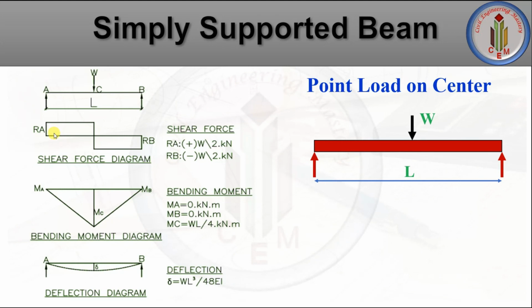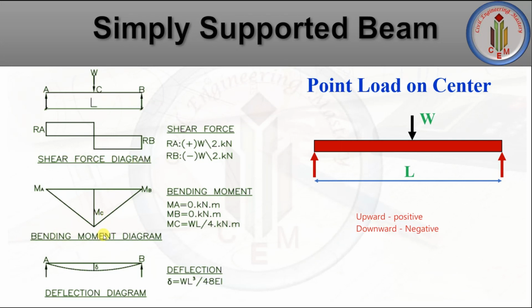Here you need to consider the sign convention. Upward direction is positive, downward is negative. So this is the sign convention for shear force here. This is upward, so it is positive W by 2, load divided by 2. This is coming downward and then it is negative. Downward means negative. So RB is negative W by 2. This is all about the shear force diagram.